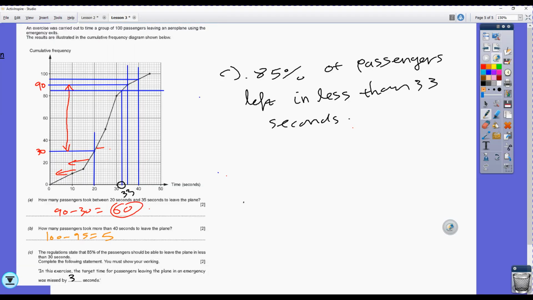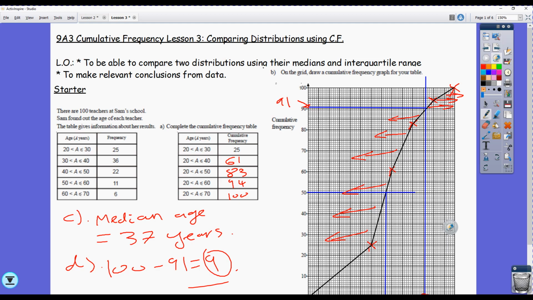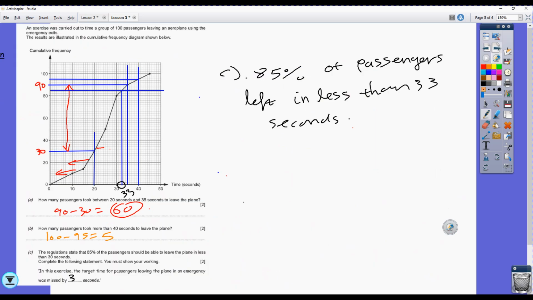And in the mark scheme, they will accept any answer between 2 and 3 seconds. So there's a little bit of leeway, but not too much. So that basically concludes what I wanted to go through. So if we go back to the learning objectives, we compared two distributions using the median and interquartile range, and we made some relevant conclusions from cumulative frequency data. So that was like, is the safety regulation being met for this question?